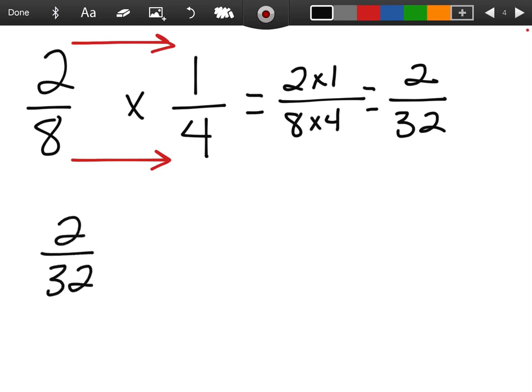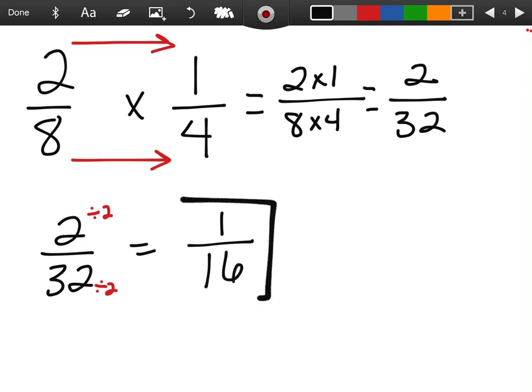I know that in math I must always reduce to the smallest form, and I know 2 and 32 are both even numbers, and if they're both even numbers, they must be divisible by 2. So if I know no other number to divide by, I know if they're even, I can always divide by 2. So 2 divided by 2 is 1, and 32 divided by 2 is 16. So my solution is 1/16.